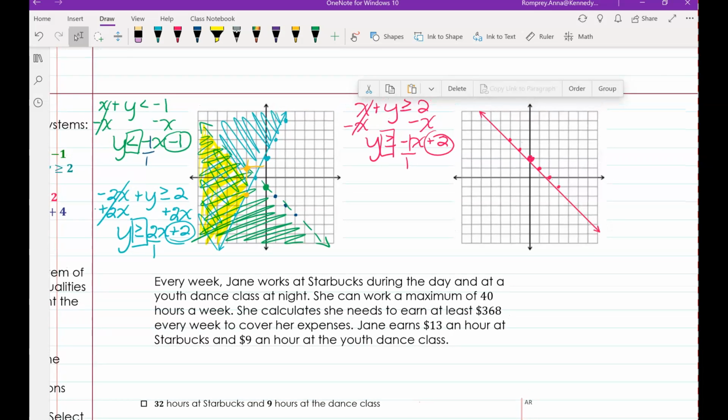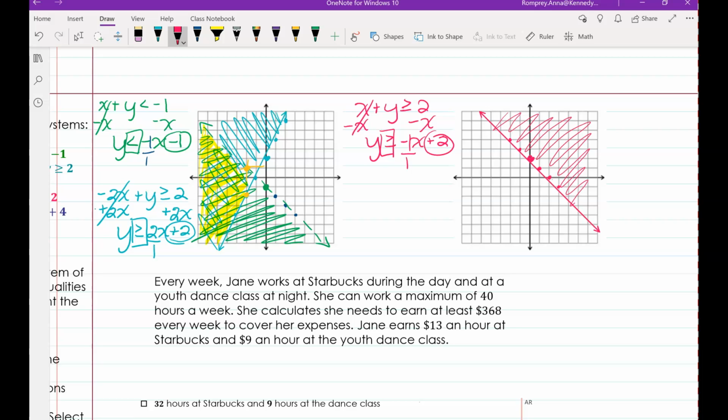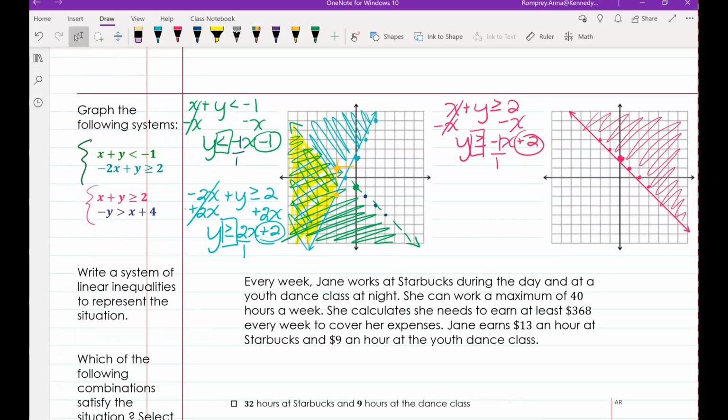Why won't it let me move it? Oh, sweet, it did that time. Okay, so y is greater than, so if I look at my line, I want to shade everything above my line. So there's all our solutions to the first inequality. All right, cool. So now let's look at this next one.